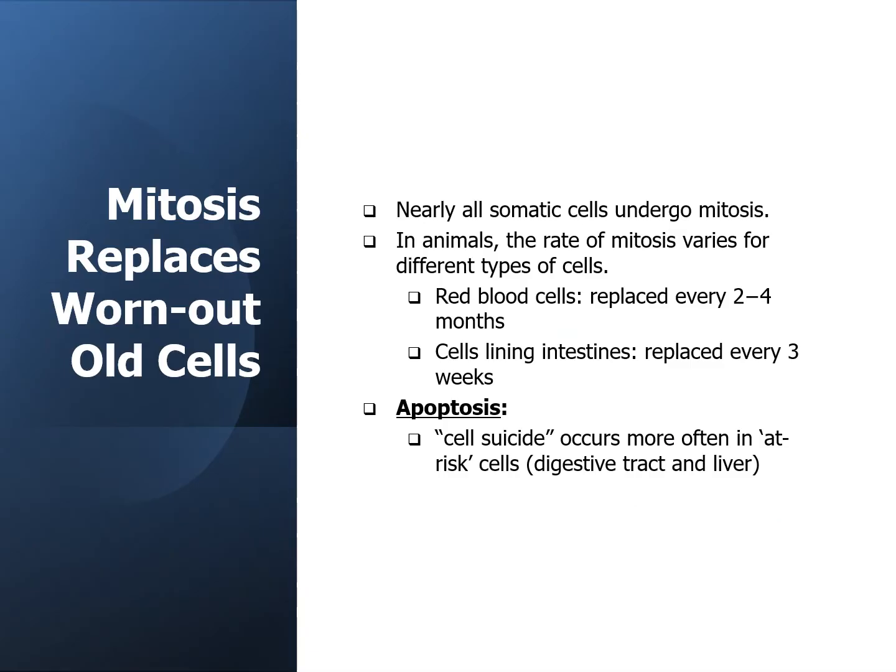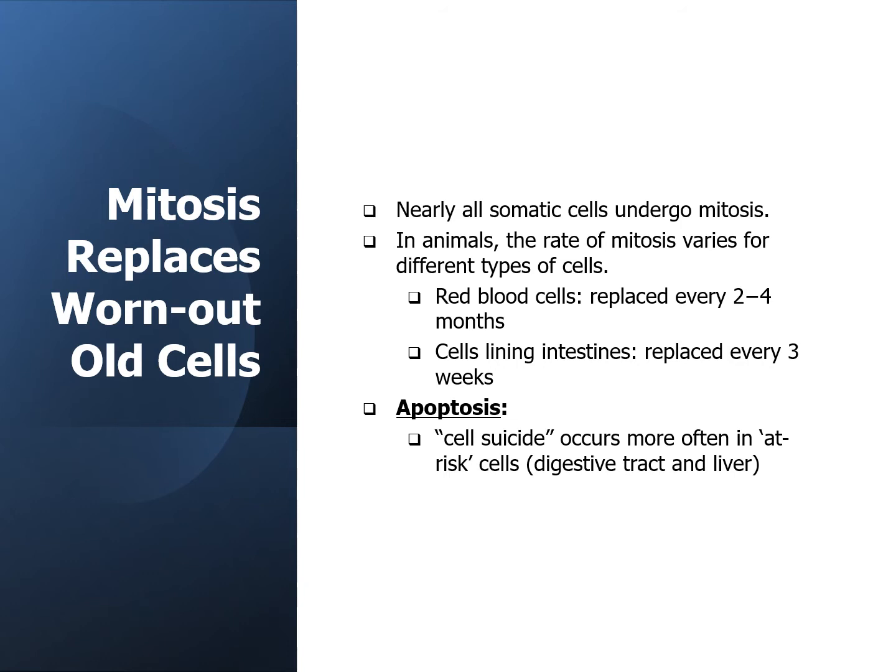So mitosis is going to replace worn out old cells. So nearly all somatic cells, which you can make a little note, somatic means body cells. These are all the cells throughout your body. And all of these cells are going to go through mitosis, except for your gametes. Your gametes we'll talk about later, but that is a process called meiosis.